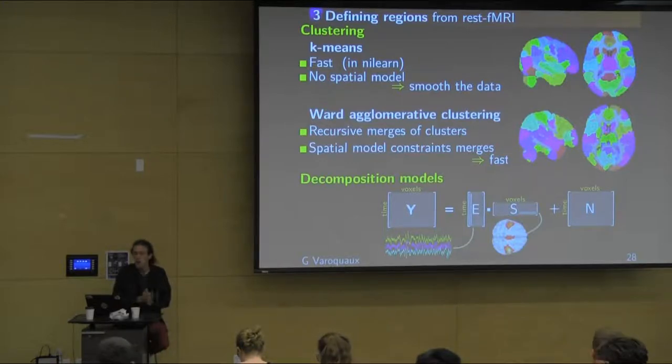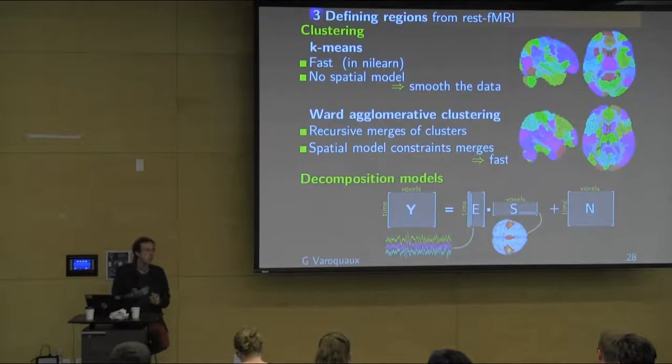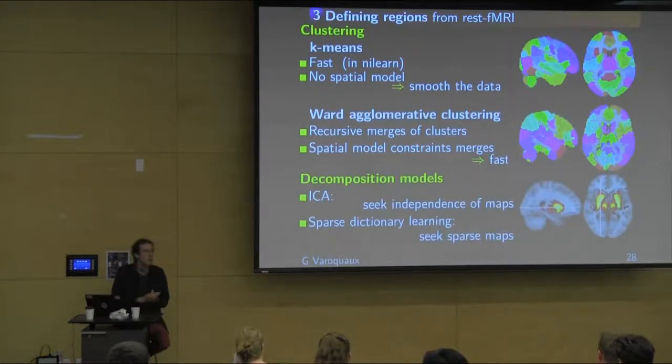And one way of modeling this is basically to say that we're going to take the data, which is a number of voxels by number of time points, and then we're going to decompose it in a product of a small number of time series and a small number of spatial maps. And this is a matrix factorization problem that can be instantiated in many, many ways. And it's been instantiated many times with ICA.